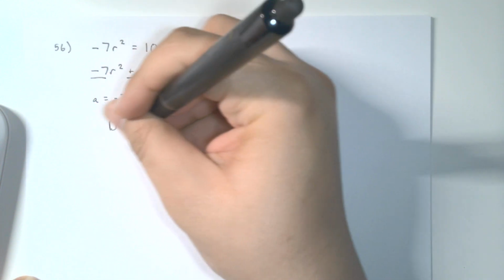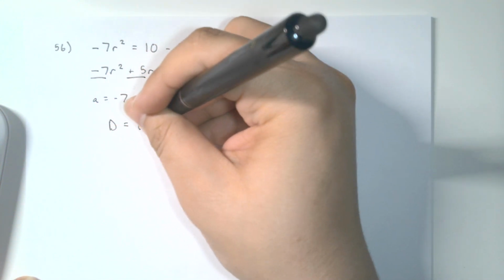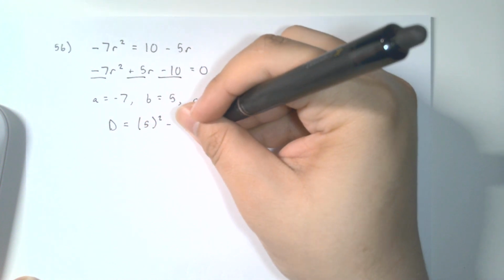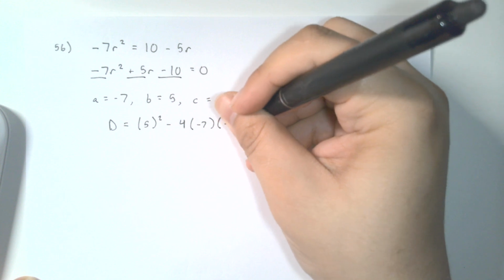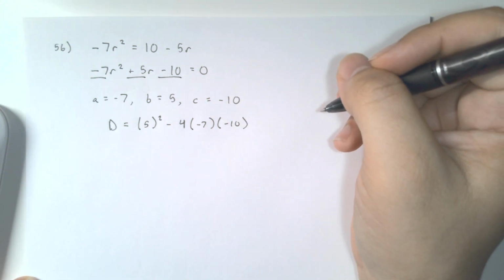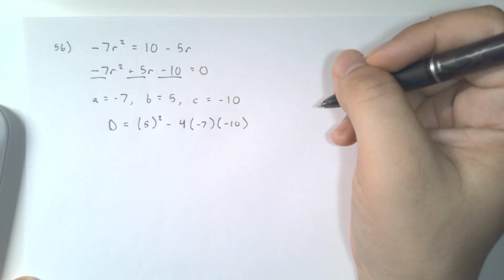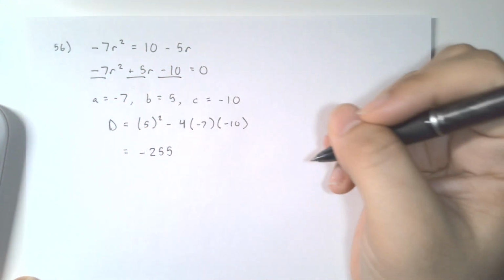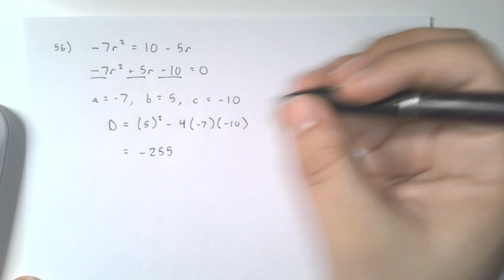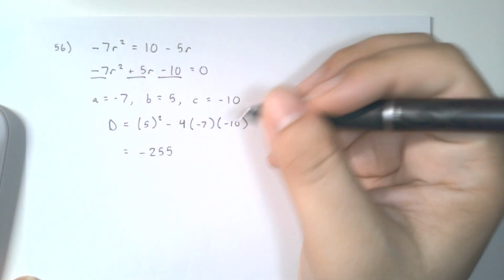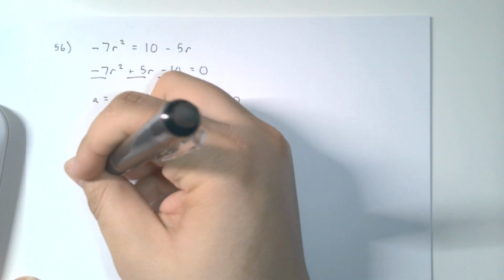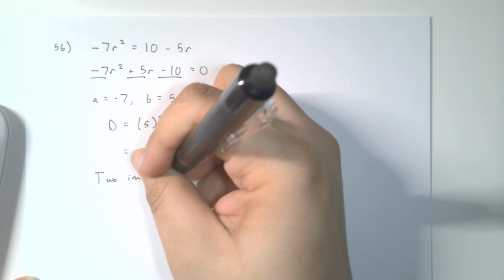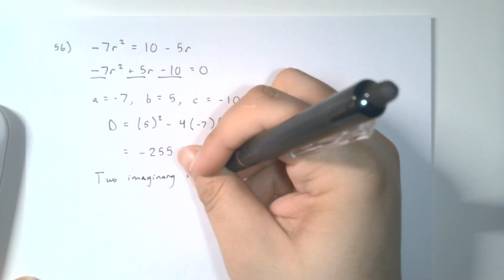So our discriminant is equal to b squared, so 5 squared, minus 4 times a, which is negative 7, and c, which is negative 10. And if we calculate this out, we get this equal to negative 255. So the type of solutions we have from our discriminant is 2 imaginary solutions.